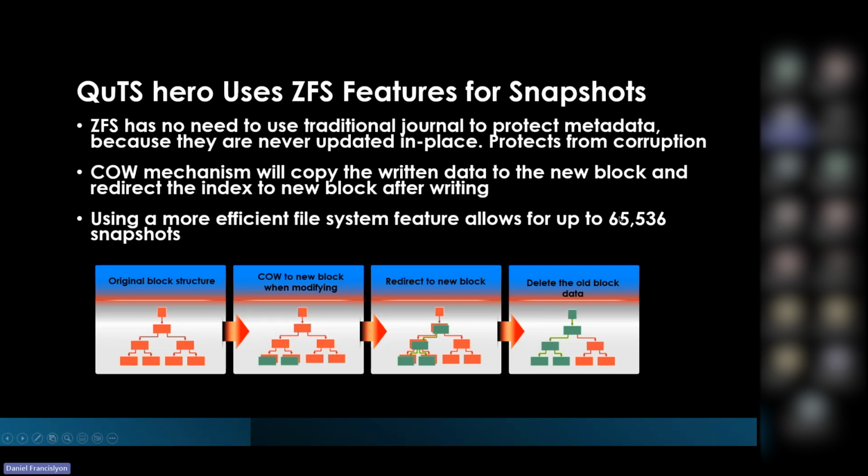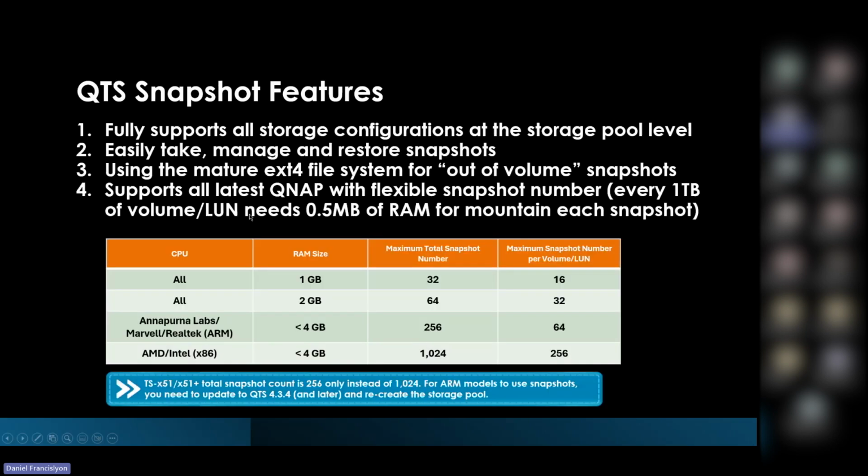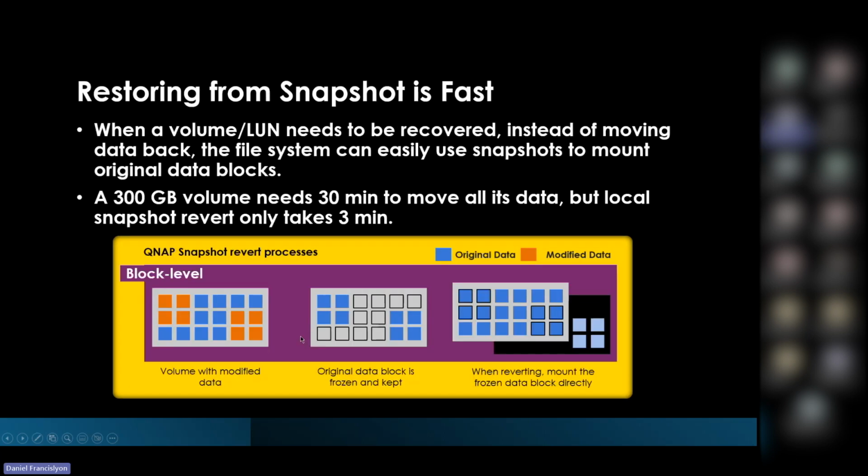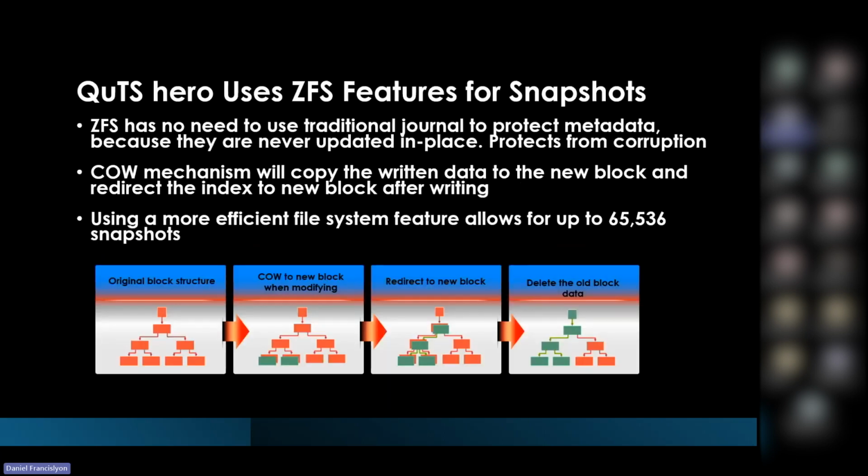And the reason for that is we are using a ZFS feature for our snapshots. We are using the ZFS copy-on-write feature. And when I explain how copy-on-write works, it's going to look very similar to how I explain snapshots work. It's a very similar concept, but with QuTS hero, we're using a ZFS file system feature that's more lightweight, so it takes less RAM, takes fewer resources. We can do more snapshots.